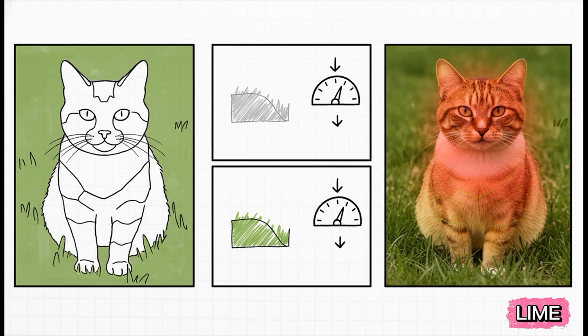And then, Lime plays the same game it did with the text. It starts turning these regions off, basically just graying them out. And it keeps asking the model, what do you see now? Can you still see the cat? By watching which grayed out areas cause the biggest drop in the model's confidence, it can build a heat map. This shows us exactly which parts of the image the AI was focusing on to make its decision. It's a visual explanation of the model's attention.